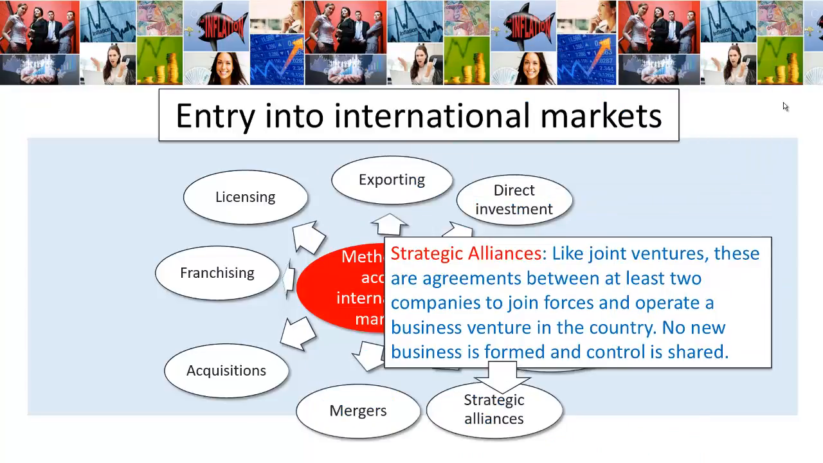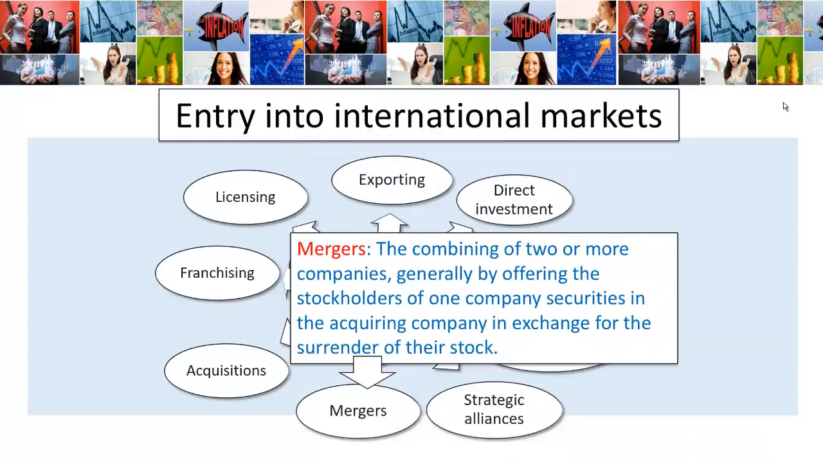Strategic alliance, a little bit different to joint ventures. They are agreements between at least two companies to join forces and operate a business venture in the country. But in this instance, with a strategic alliance, no new business is formed and control is shared between the two or more parties. Mergers. This is a combining of two or more companies, generally by offering shareholders in one company securities in the acquiring company in exchange for the surrendering of their stock. So basically, it's one company buying a controlling stake in another company.